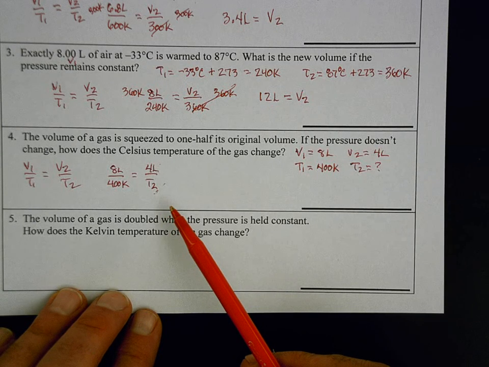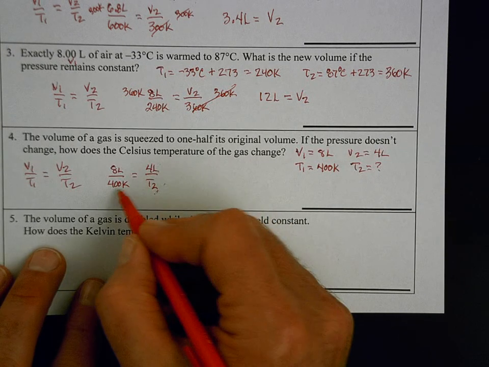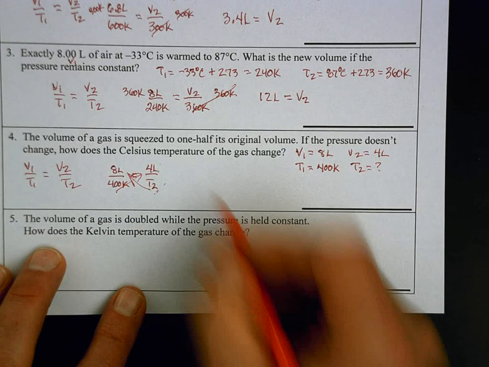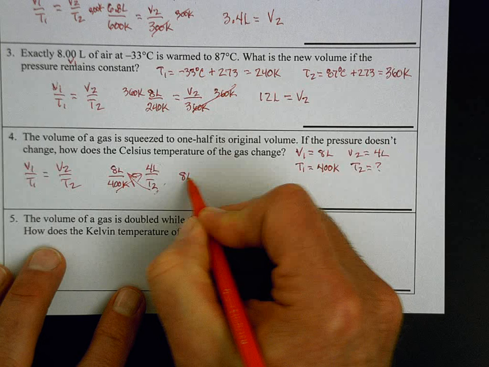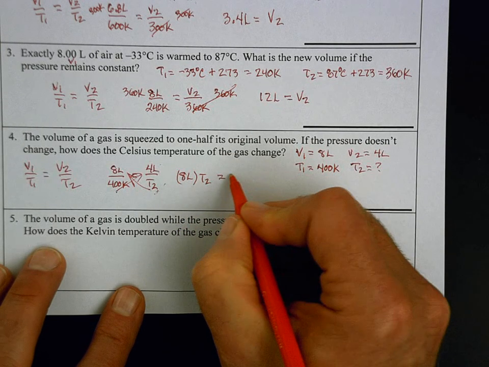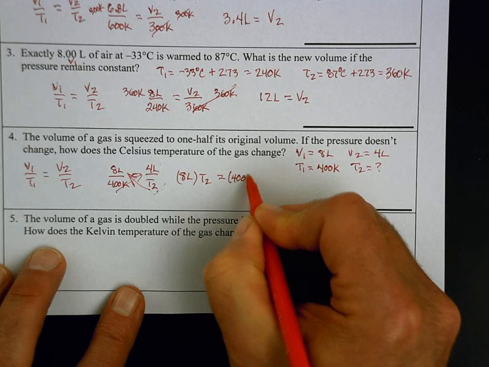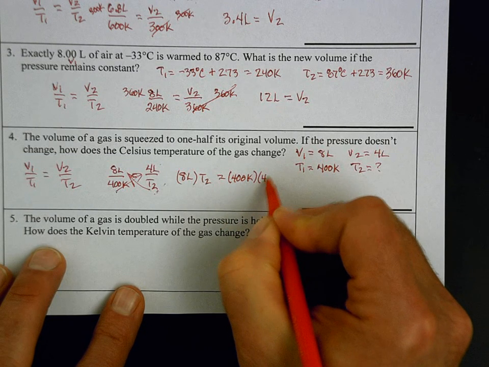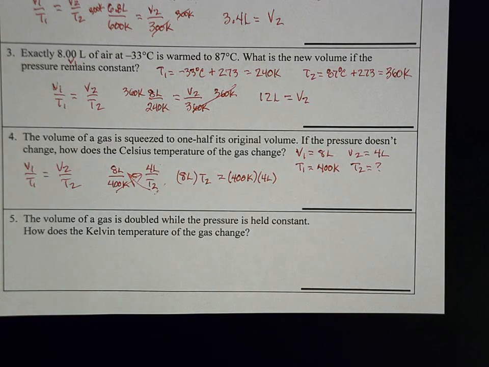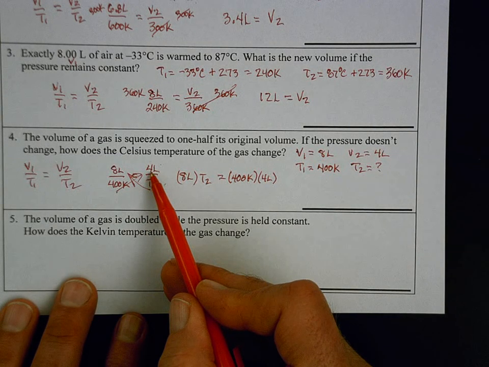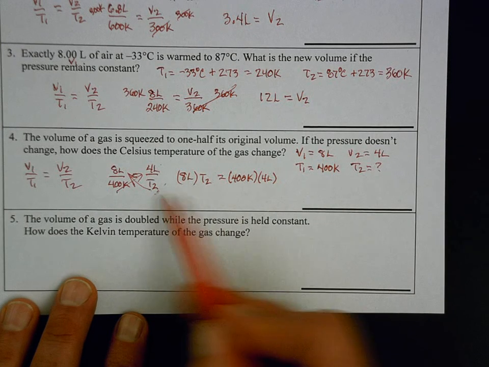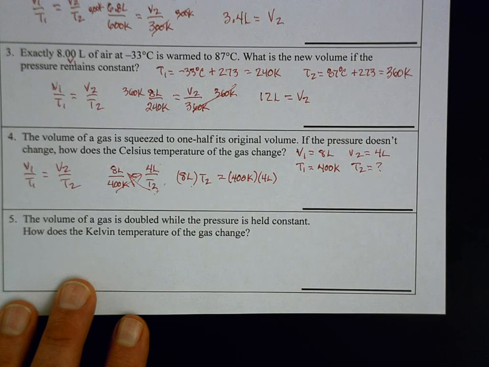We cross multiply. Go that way and go this way. So 8 liters times the T2 has to equal the 400 K times the 4 liters. Notice what I did. That's what's called cross multiply. 400 times the 4, that got put on this side. 8 times the T got put on that side. But see, now I can solve it.